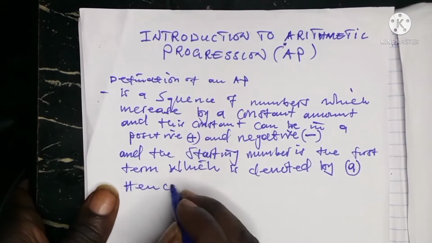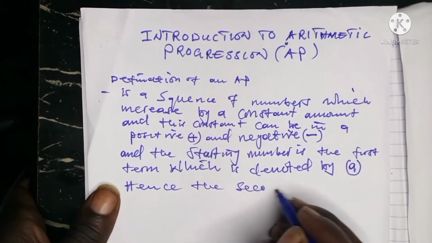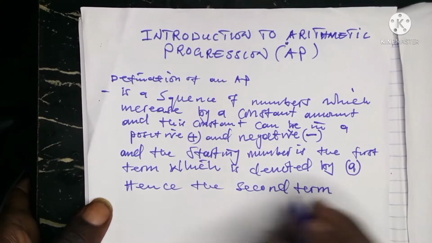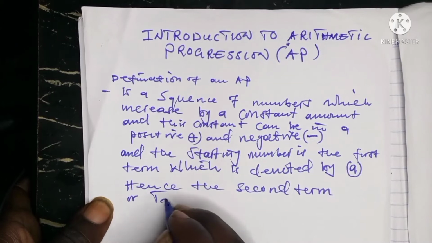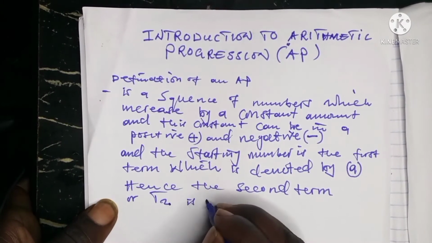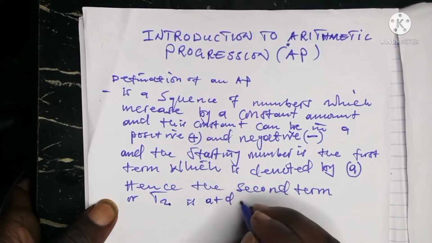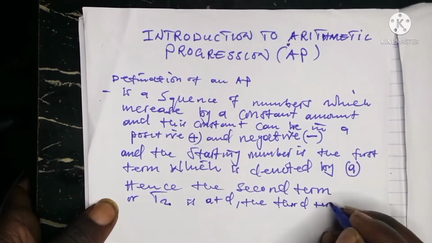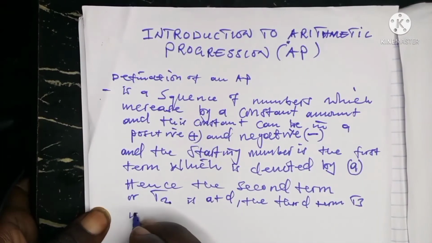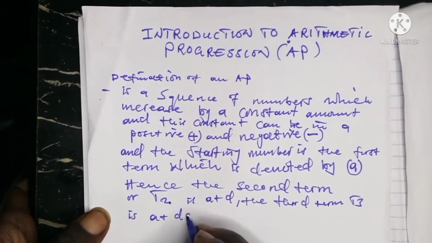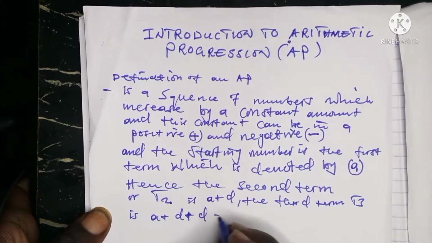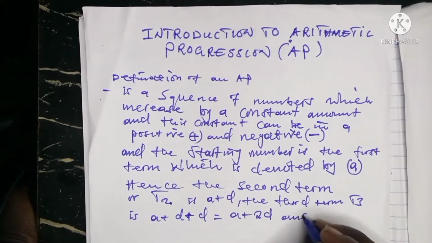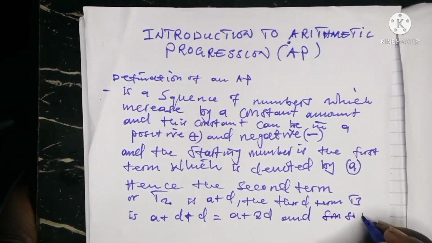Hence, the second term or T2 is A plus D, comma, then third term T3 is A plus D, which is equals to A plus 2D, and so on.